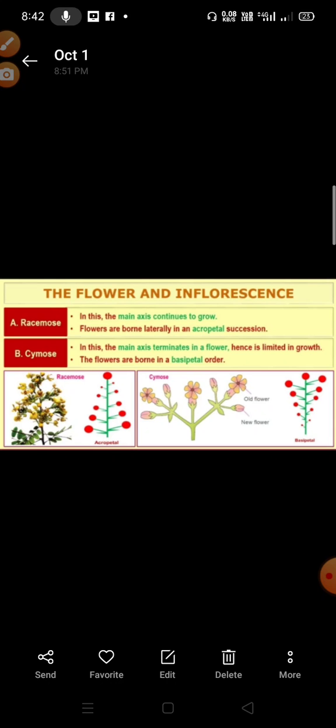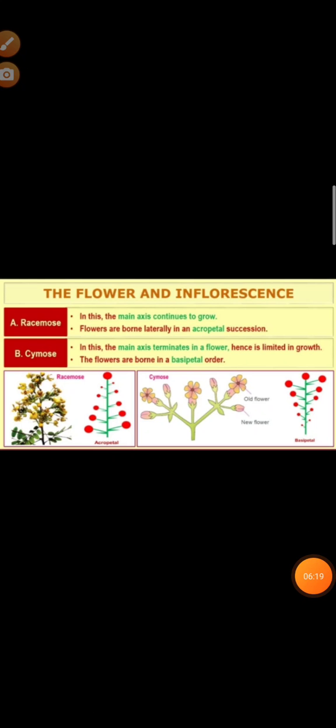And the mixed or special type of inflorescence will show certain features like racemose and certain features like cymose. It will be a mixed type. The types are hypanthodium and cyathium. These are the different types of inflorescence.